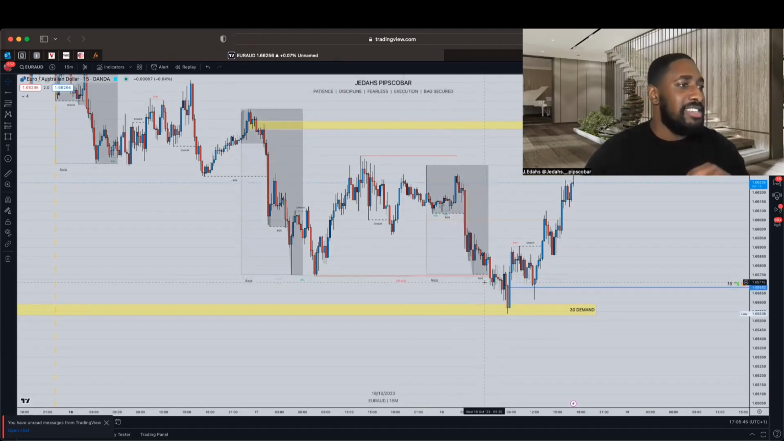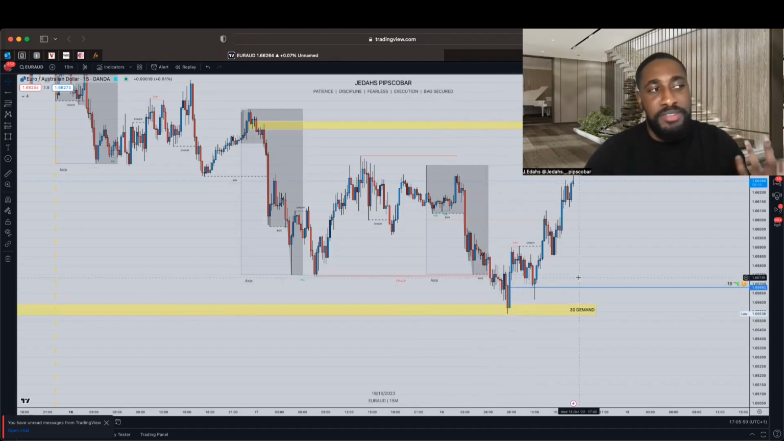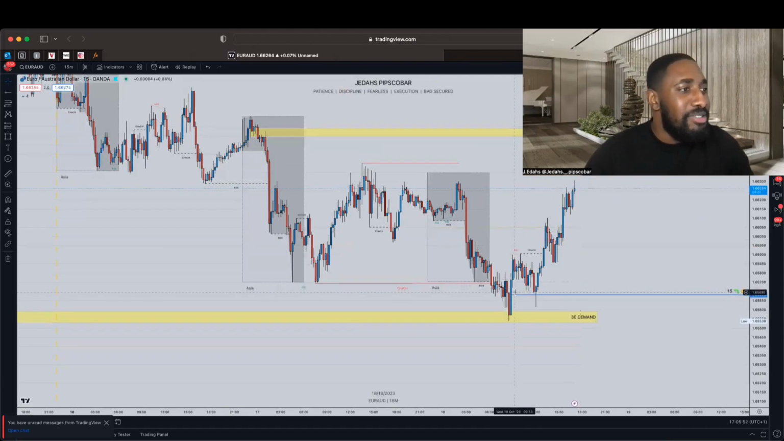It's swept the Asia session low. We've made an engulfing candle. We've left some IPAs or fair value, whatever you want to call it. We've left some fair value. I was like, this looks like a good trade I could take. And then from there, boom, you enter your trade.